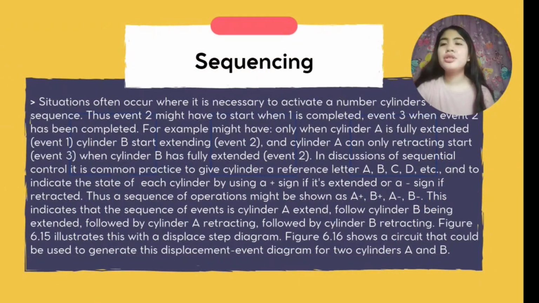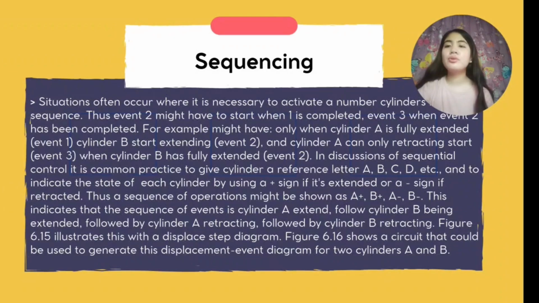Sequencing. Situations often occur where it is necessary to activate a number of cylinders in sequence. Thus, event 2 might have to start when event 1 is completed, and event 3 when event 2 has been completed. For example, we might have cylinder A fully extended, event 1, then cylinder B starts extending, event 2, and cylinder A can only start retracting, event 3, when cylinder B has fully extended.